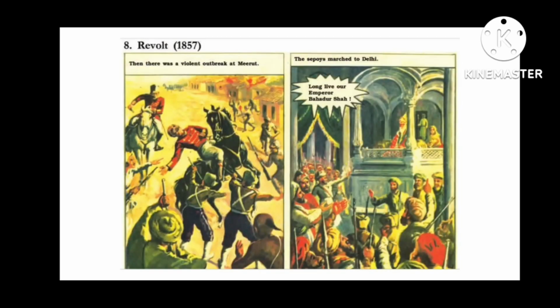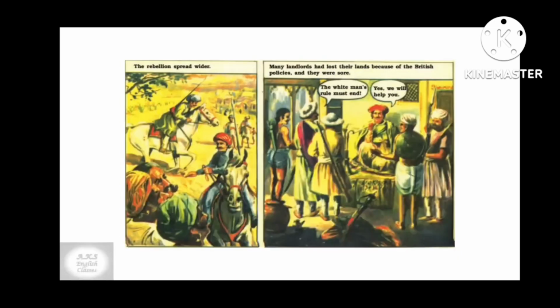And the revolt finally started in 1857. Then there was a violent outbreak at Meerut. The sepoys marched to Delhi. "Long live our Emperor Bahadur Shah." So the revolt started from Meerut, and soon the Indian soldiers started marching towards Delhi, where their Emperor Bahadur Shah Zafar was.